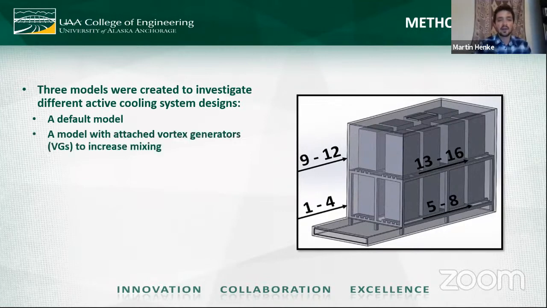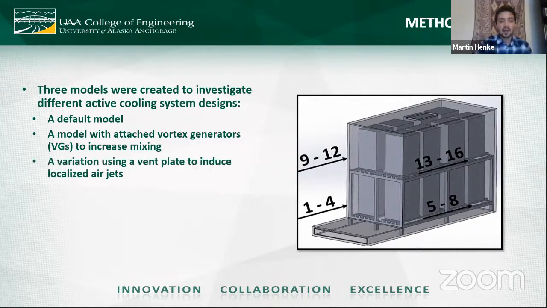The second model has attached vortex generators, and vortex generators are small fins that can be placed on surfaces, and their purpose is to disrupt laminar flow or developed flow and induce turbulence, mixing, and vortices into the flow. And in turn, all these effects will increase convective heat dissipation. And then lastly, there's a variation that uses a vent plate to cause small jets of air going through the case. Again, this is just a plate mounted to the bottom of the rack. It's got small perforations in it, and the air shoots through those perforations and cools the batteries.